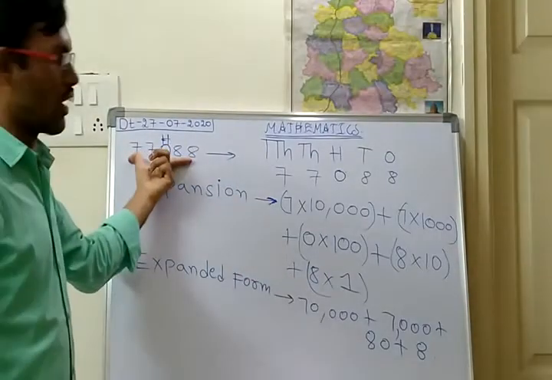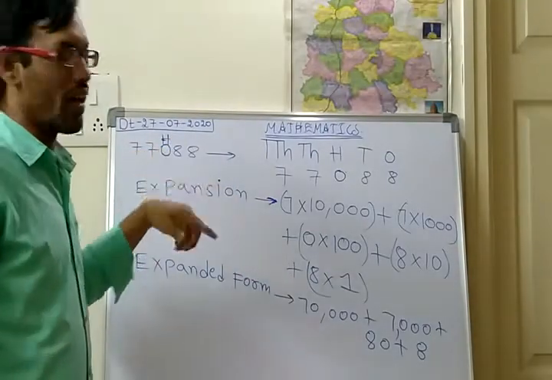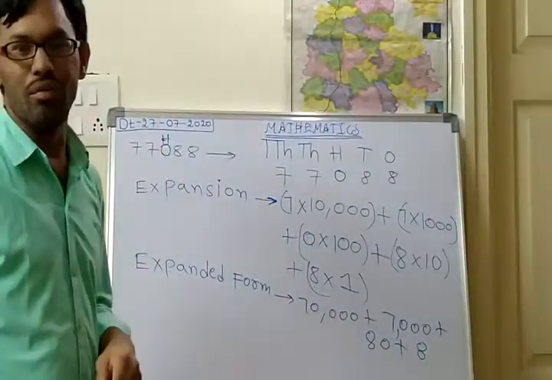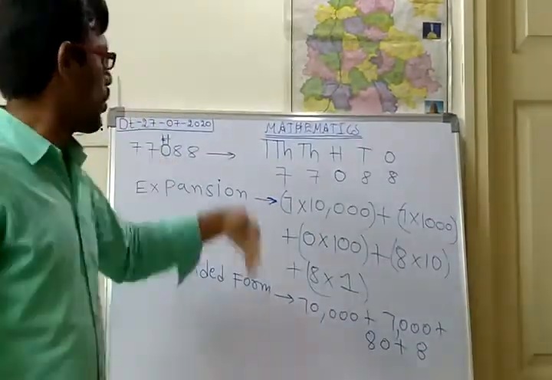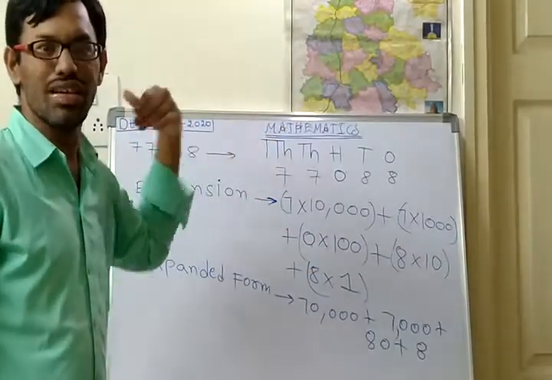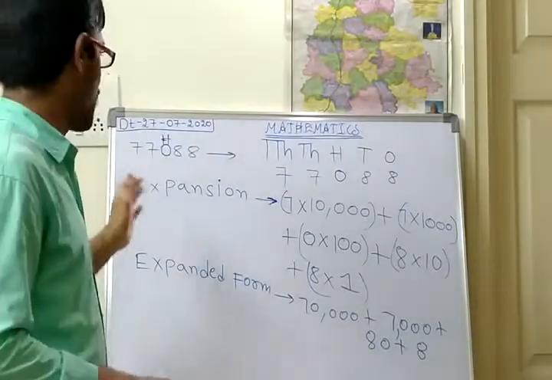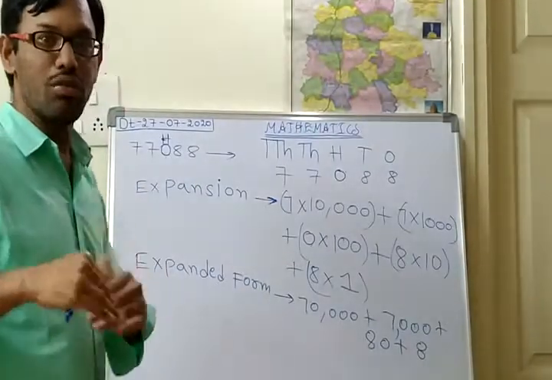77,088. So like this you should do whenever zeros have come. Whenever zeros have come, you should skip that place. So like this you should do the expanded forms and the expansion. I hope you are understanding very well.